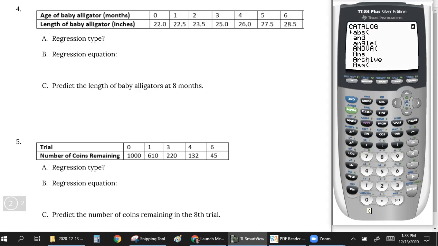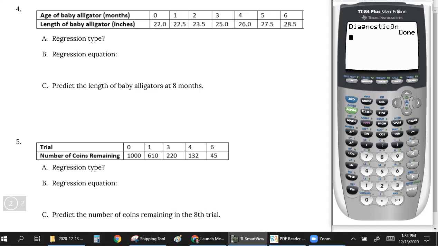We're looking for DiagnosticOn, which we could scroll all the way down to look at our Ds. If you'll notice in the top right corner, I have a little A, that's the alpha lock. So I could hit the button that has D right above it, which is x to the -1, and that will pop me right down to the Ds. Now I don't have quite so far to go to find my DiagnosticOn. So hit enter and then enter again. It will say done when it turns it on.